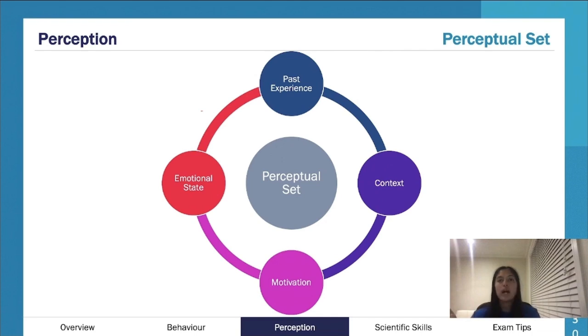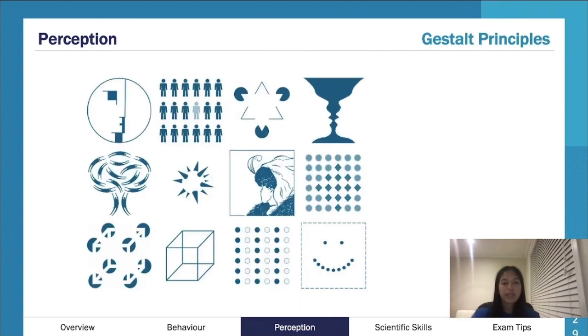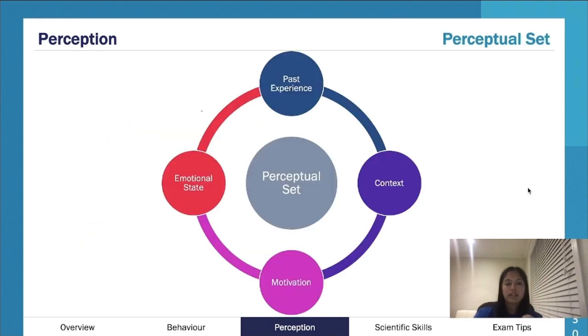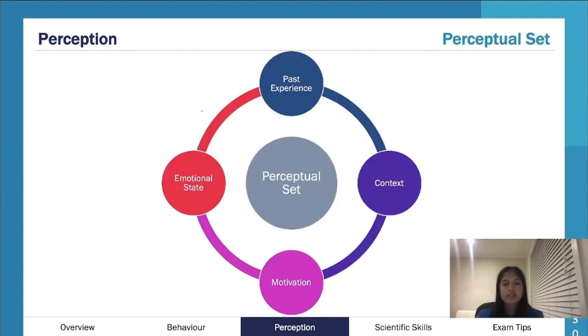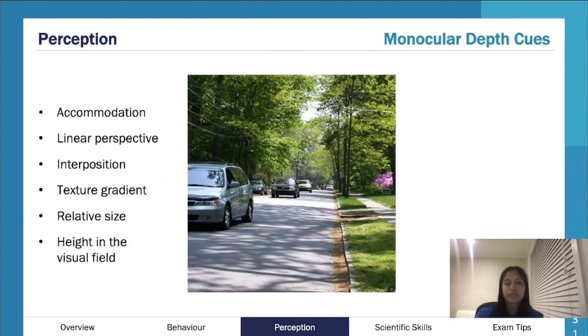And again, this is why 2 people can look at the same picture but see it in a different way. Maybe, like with the figure ground organization, if you're more inclined to see the chalice, or more inclined to see the faces, it may be due to past experience, it may be due to the context, maybe you're thirsty or something like that. That sort of idea.